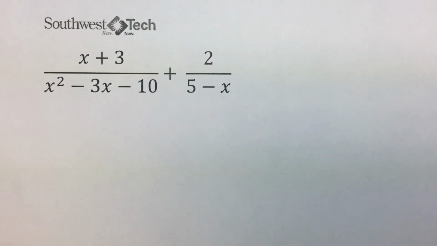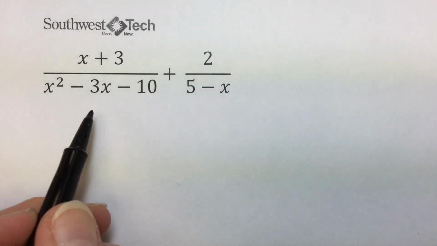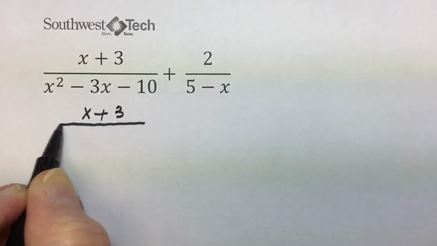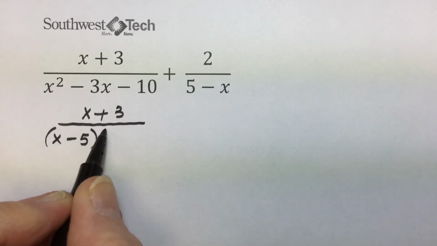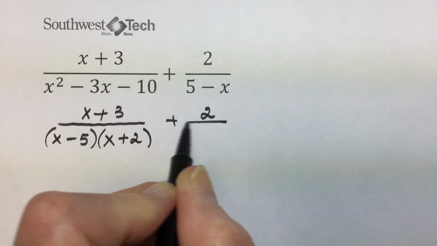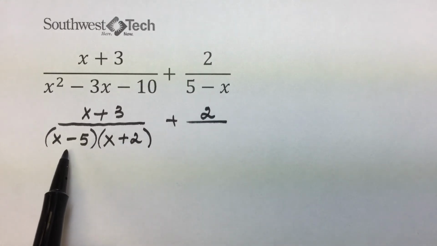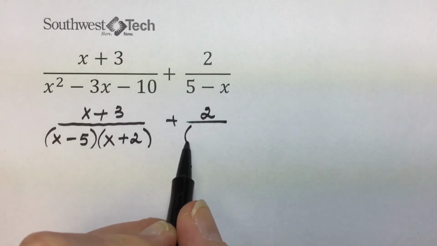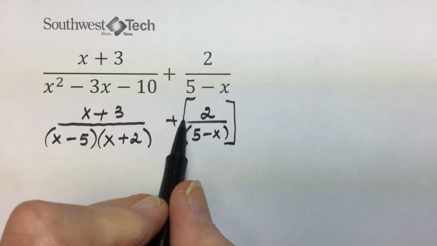In this next rational expression that has addition in it, we need to find what that common factor is so that we can add these two rational numbers together. Factoring the denominator, we have an x minus 5 times the binomial x plus 2. And if we look at this second rational expression, the denominator is the opposite of this factor in the first rational expression. So we can fix that by multiplying top and bottom by the -1.